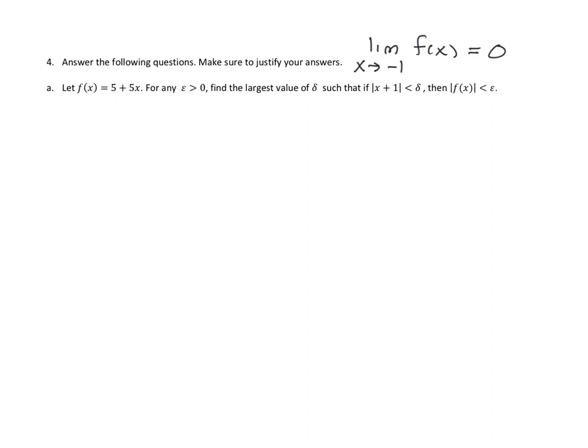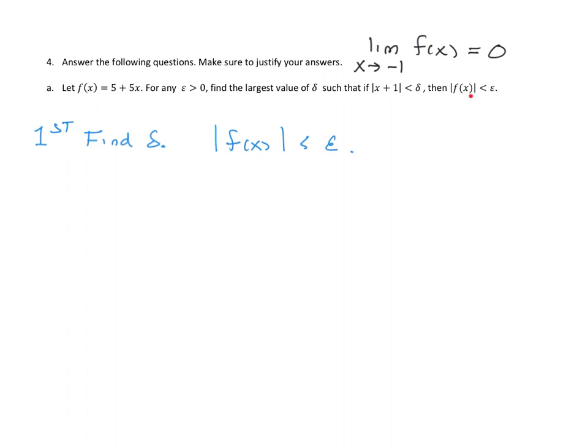Like, this is what it's asking us to do. I'm going to do this in 2 steps. I'm first going to actually find the delta and then prove that this statement is true. So first, I want to find delta. The way we do that is by looking at the absolute value of f of x and showing that it's less than epsilon.